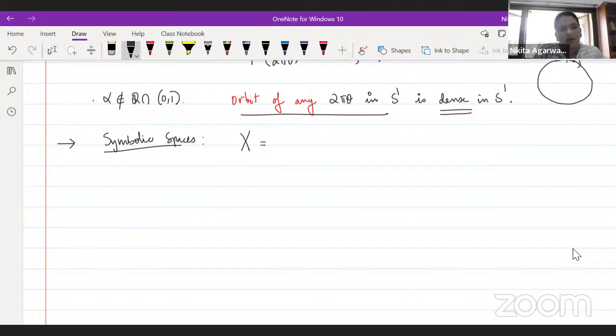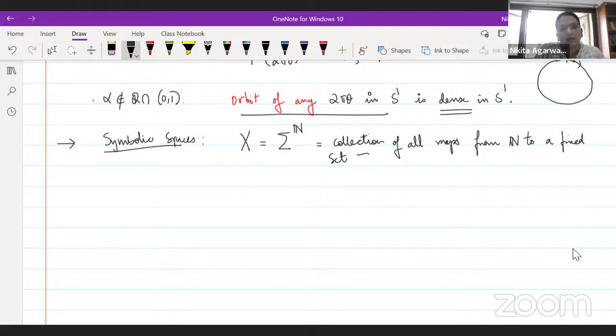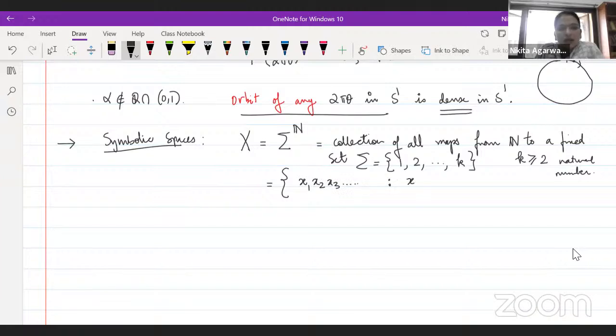So you take X to be, I'm going to first write down what the space is. This is sigma to the N, which is the collection of all maps from N to a fixed set sigma, which is 1, 2 up till k, where k is greater than or equal to 2, naturally. Okay. So this is how you denote the collection of all maps, but in essence, they are nothing but sequences x1, x2, x3, dot dot dot, such that xn belongs to sigma for all n belonging to N.